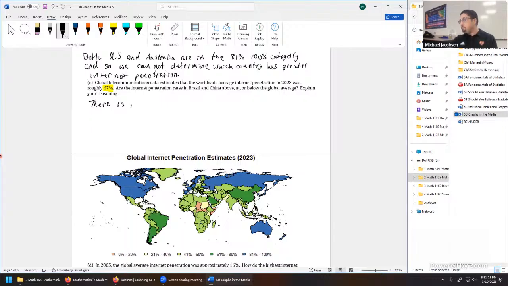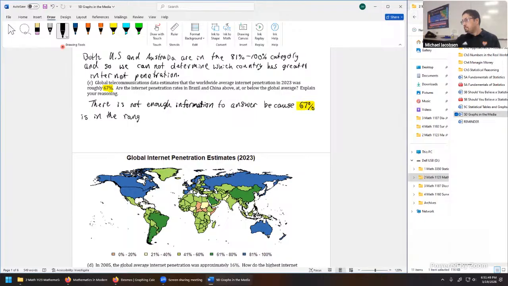There is not enough information to answer because that 67% figure is in the range of 61% to 80%, to which both countries belong.